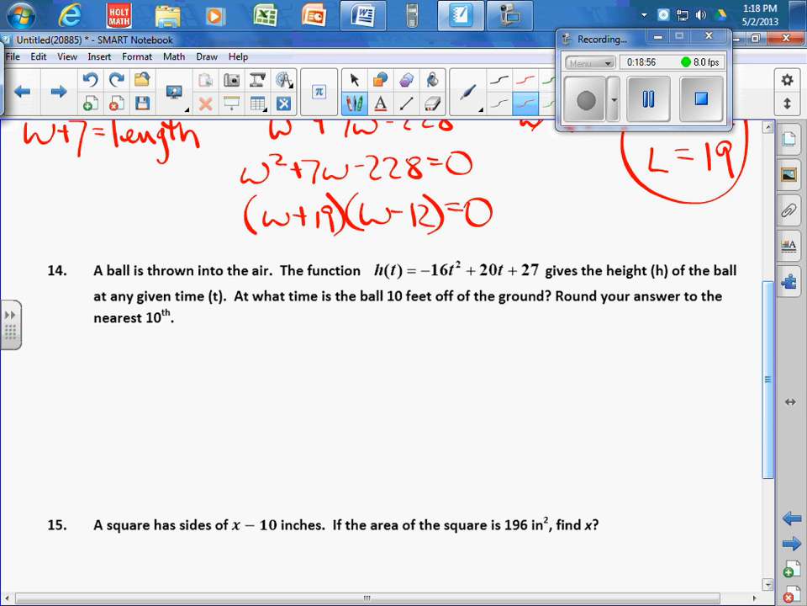Number 14, a ball is thrown into the air. The function h of t is equal to negative 16t squared plus 20t plus 27 gives the height h. The height is in terms of h.